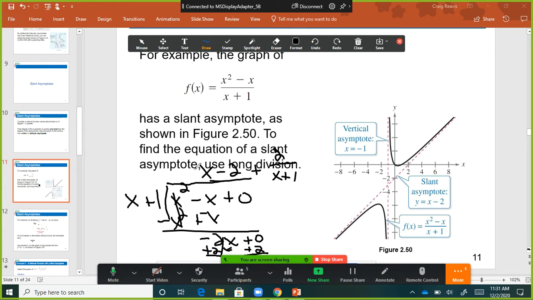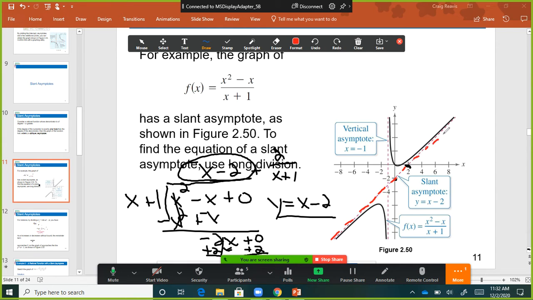This part right here, before you have the remainder, I set that equal to y, and that is my slant asymptote. That's in slope-intercept form of my slant asymptote. x minus 2 means it has a y-intercept of negative 2, and it has a slope of up 1 over 1. And that's where they're getting this dotted line right here.